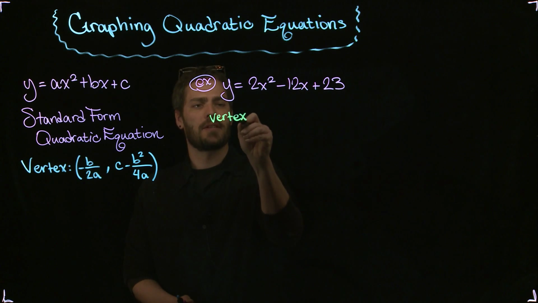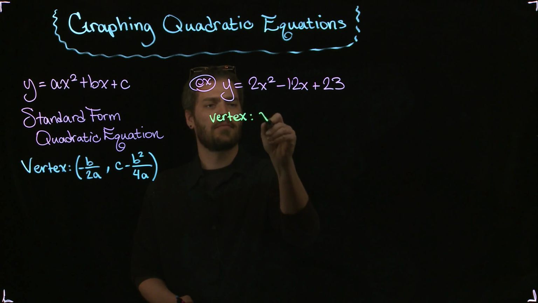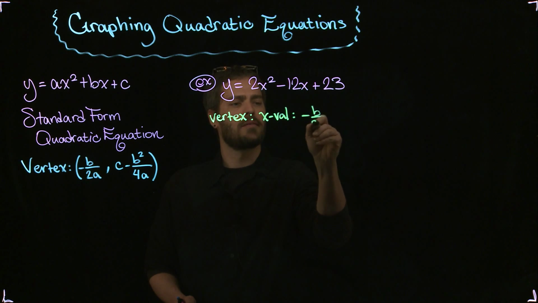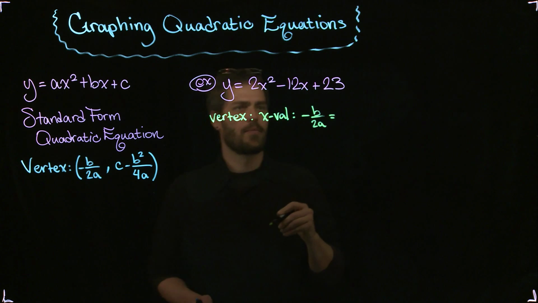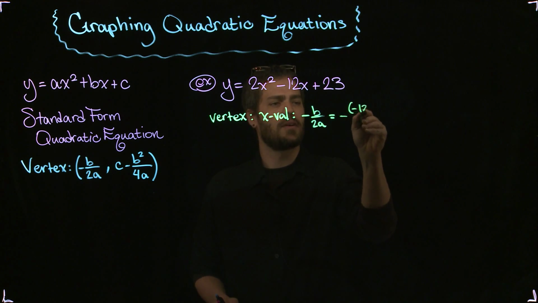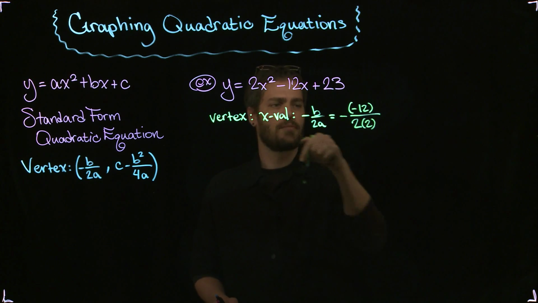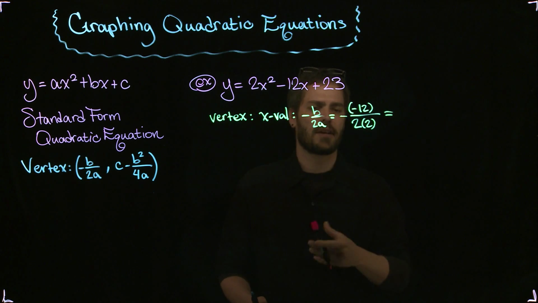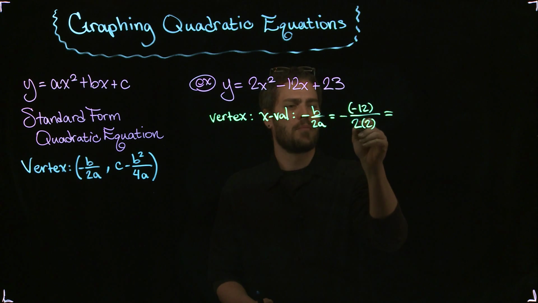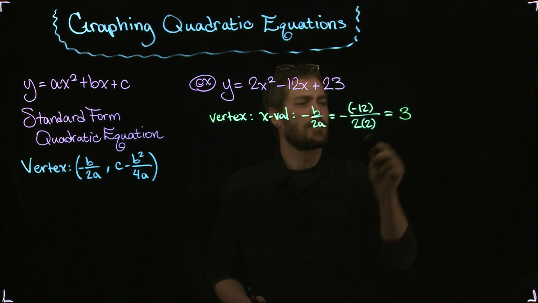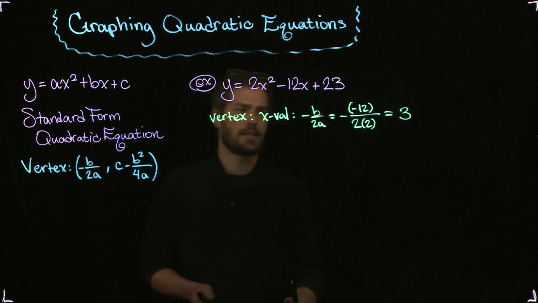If I want to find the vertex, I will look at the x value by taking negative b over 2a. So right now, b is negative 12. So this gives me negative 12, all over 2 times a, which is 2. And then just finish this computation. The negative and negative cancel to give me a positive. It's really 12 divided by 4, so let's go straight to the conclusion: the x value of the vertex is 3.